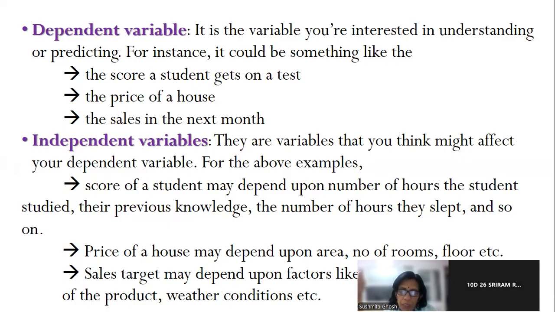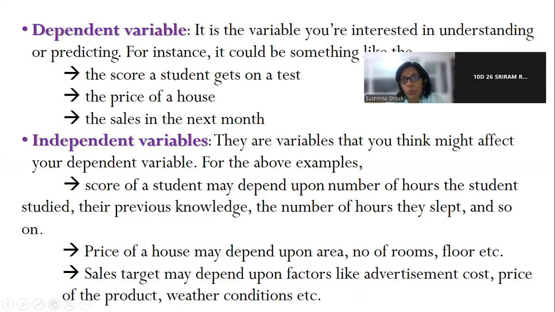Price of a house may depend upon the area, the number of rooms, which floor it is on, what kind of water supply, whether it's boring water supply or DJB water supply. A lot of factors can be there to decide on the dependent variable. So I must first understand from the data what I need to find out and which dependent factors affect it.